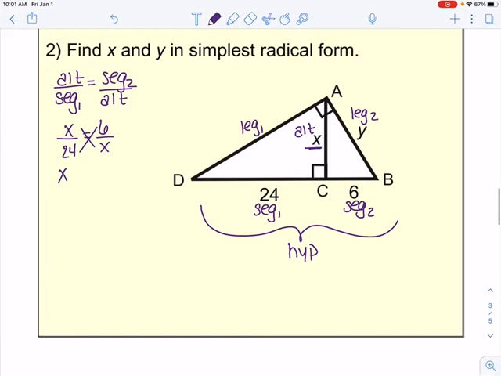So X times X should give me X squared, and 24 times 6 is 144. The opposite of squaring something is going to be to take the square root. And when I take the square root of both sides, this time 144 is a perfect square, so we're not going to leave it in radical form. We're going to take that square root, and X is going to give me an answer of 12.